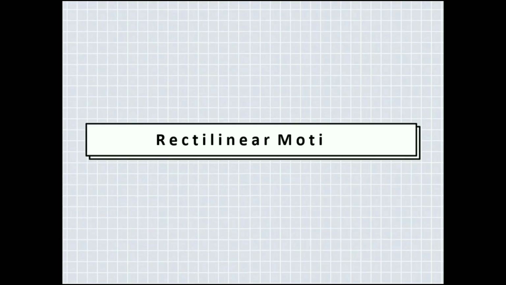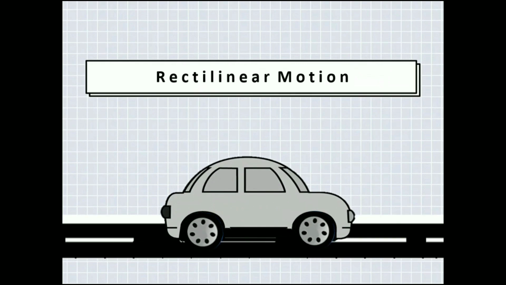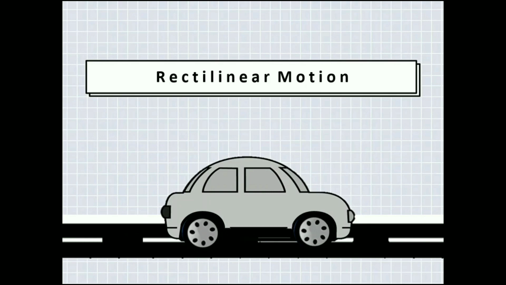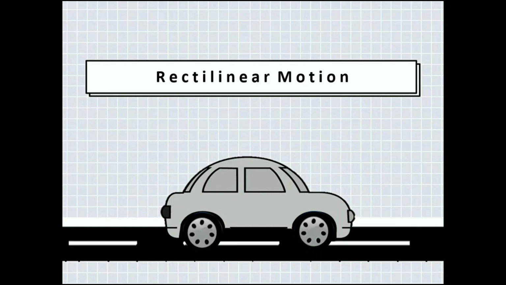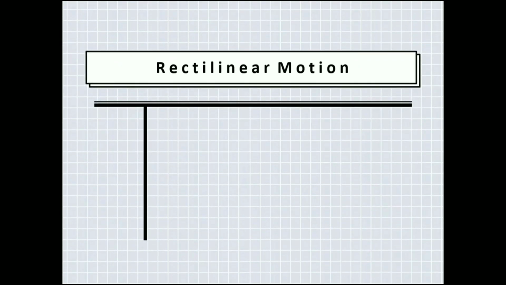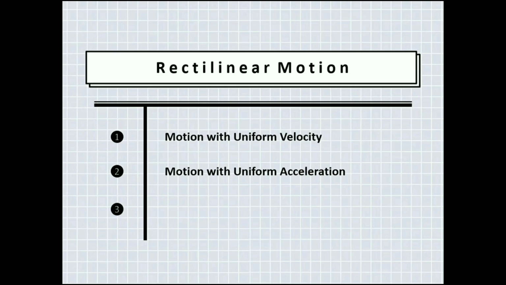And now let's tackle rectilinear motion. So rectilinear motion is the motion of a particle in a straight line, like this car traveling in a straight path. Rectilinear motion is divided into three motions. First, motion with uniform velocity. Second, motion with uniform acceleration. And the third, motion with variable acceleration.